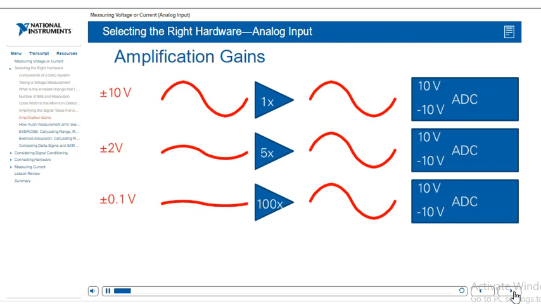The amplification gains available on the DAQ device determine the device input ranges available. So, if a device has an available amplification of 5, we can measure a plus or minus 2 volt signal. But if it only has an amplification range of 1, we can only measure the total range that the ADC has, which is plus or minus 10 volts. Likewise, if we have an amplification gain of 100, we can measure signals down to plus or minus 0.1 volts.